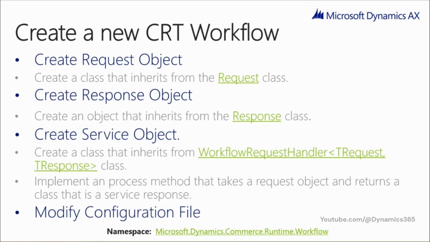To create a request handler, create a class that inherits from the base Commerce Runtime workflow request handler class. Implement a process method that takes a request object and returns a response object. Cast the request as the type the workflow can handle. If the cast succeeds, call a method to perform an action, such as calling one or more CRT services. And finally, return a response.